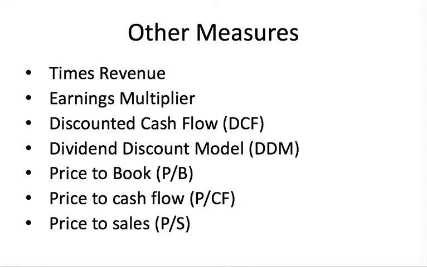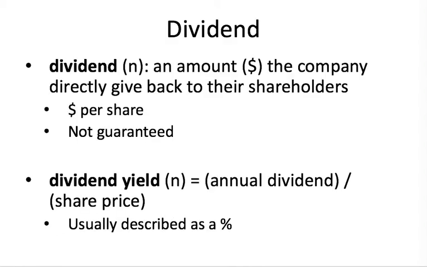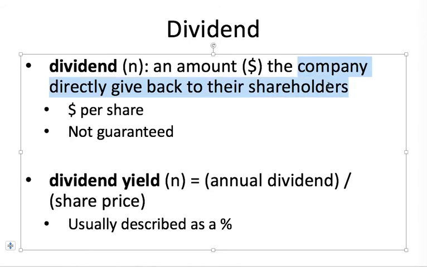Okay, one more that I do want to talk about though is dividends. Dividends are a large part of the money people make in the stock market. Once again, the dividend is the money that the company is giving directly back to the people who own those shares. It's usually stated in dollars per share. So you might talk about a dividend of $3 per share. Each person who has a share would then get $3 from the company.